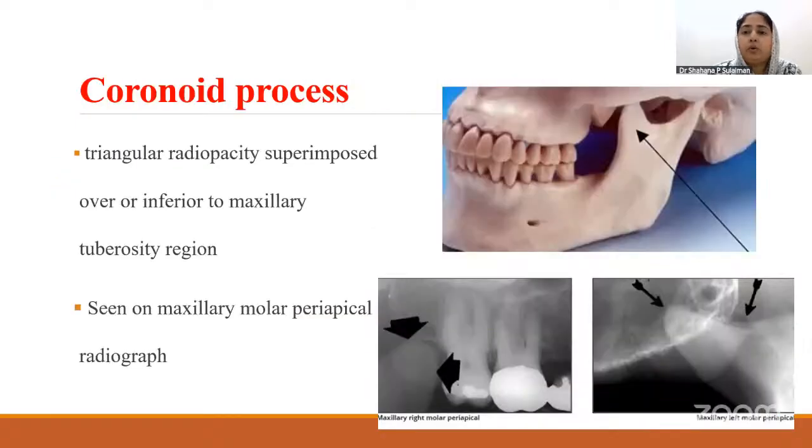Now coming to the coronoid process of the mandible. The coronoid process is that part of the mandible which is visible in maxillary radiographs. That is why it is being discussed here. It can be seen as a triangular radiopacity when you take radiographs of the maxillary molar region, just inferior to the maxillary tuberosity region.